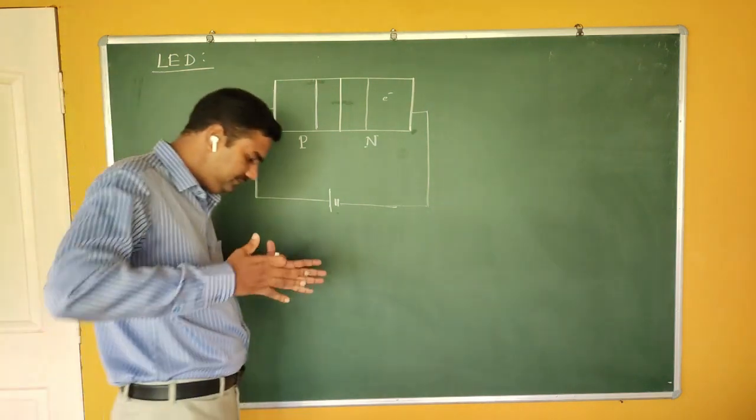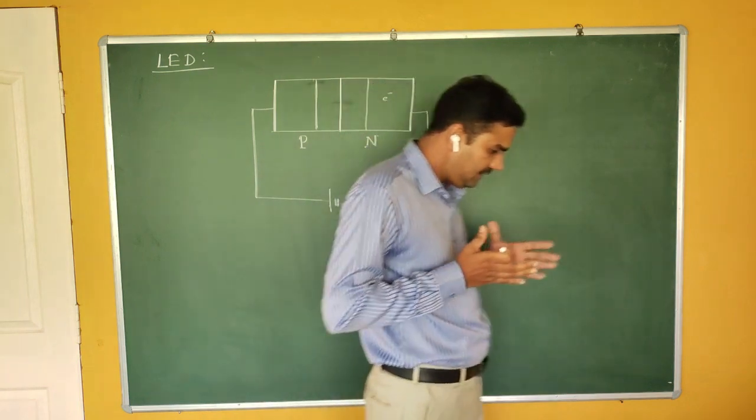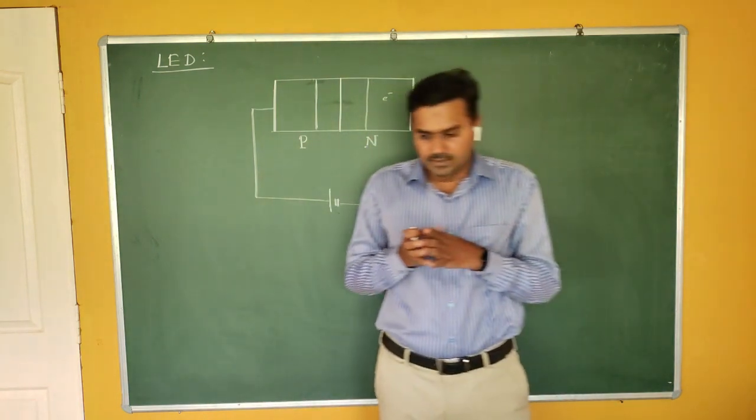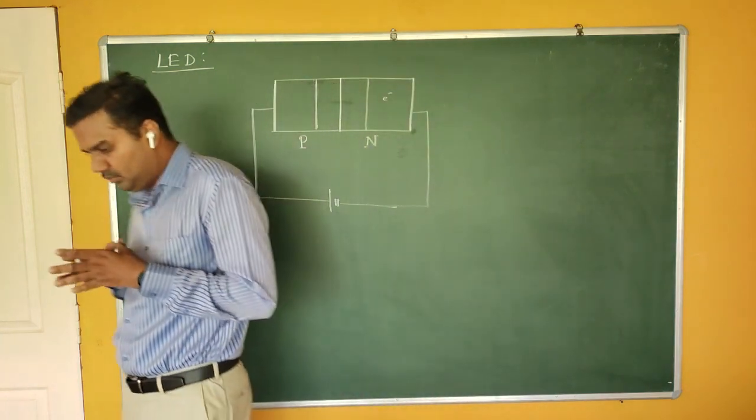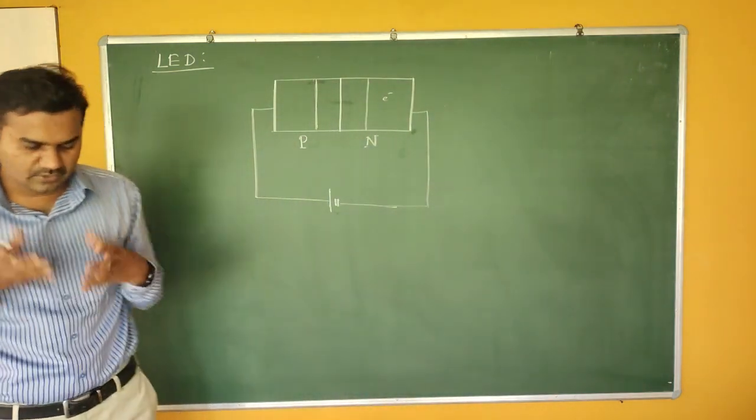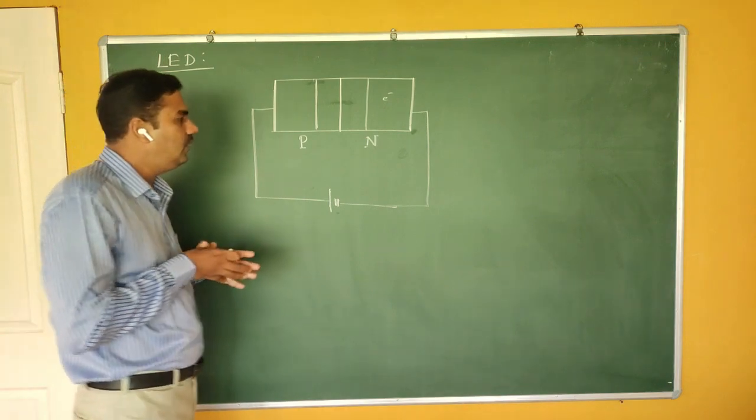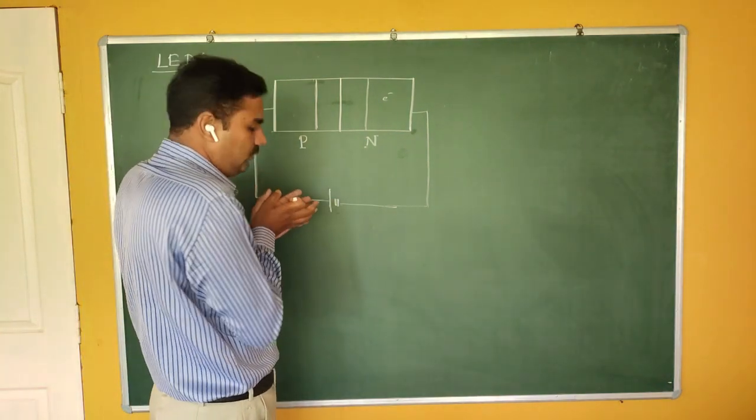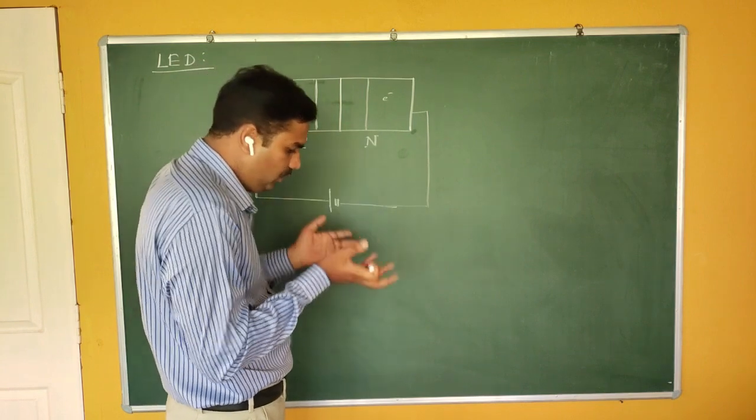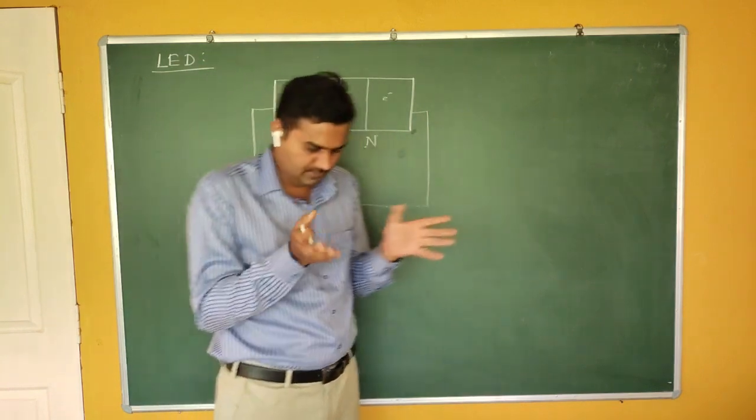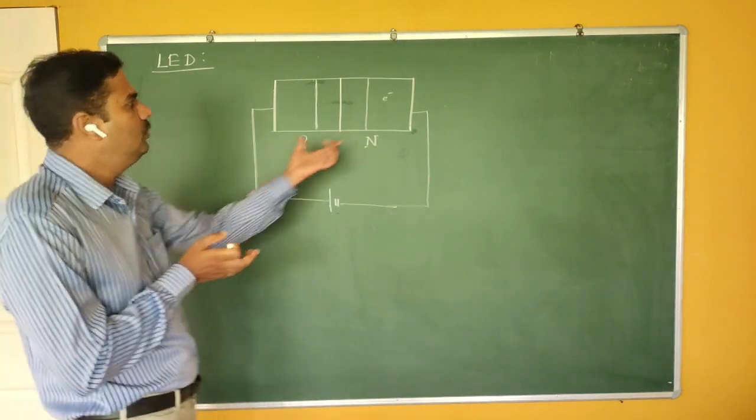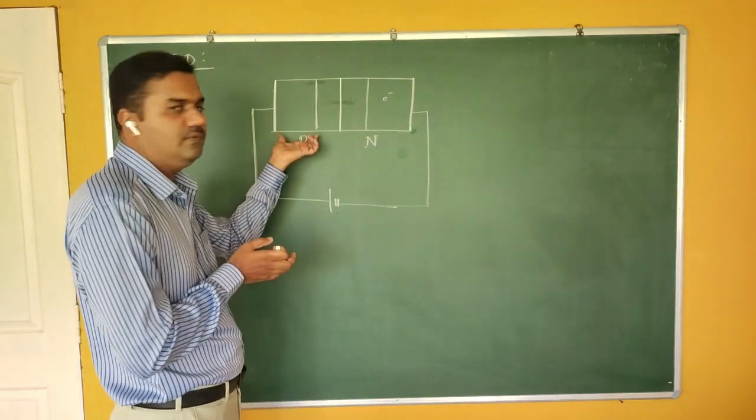Now, in the case of LEDs, you have a large number of electrons highly concentrated on one side, and on the other side you have a large number of holes. It is highly doped. Compared to an ordinary diode, the LED is highly doped, with more electrons here and more holes here.